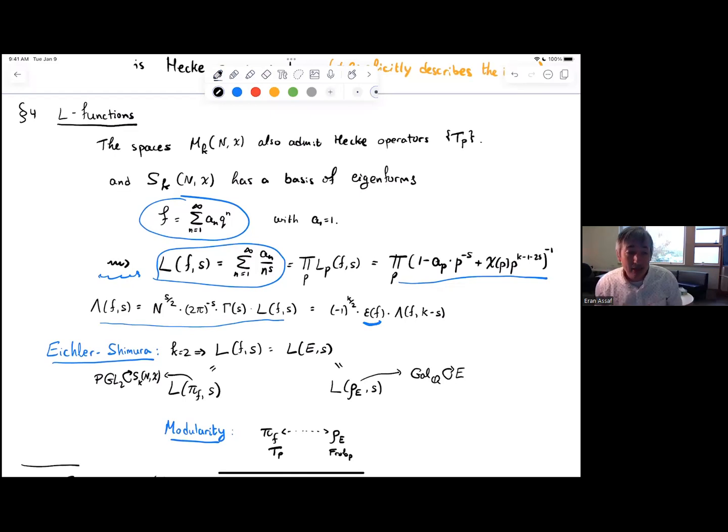The point is that these functional equations allow us to continue analytically this L function, which is originally defined only on some right half of the complex plane, to the entire complex plane. This continuation of the L function allows us to deduce things we couldn't have deduced otherwise. A good example is the case when the weight is 2. Then Eichler-Shimura tells us that this L function is actually the L function of an elliptic curve.